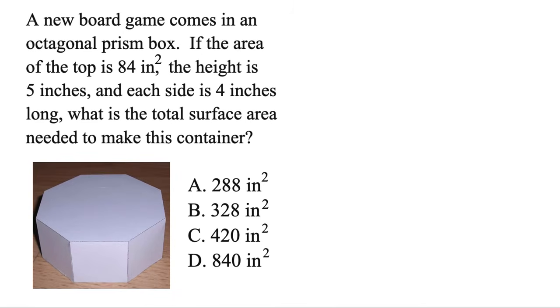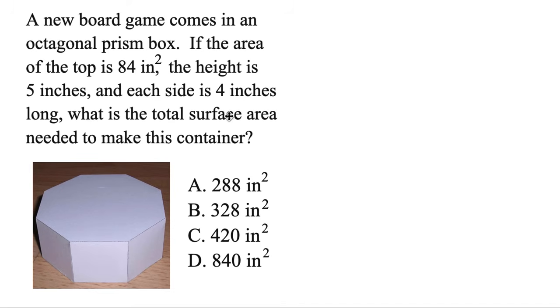Okay, one last example. Suppose we came up with a new board game here, and it comes in an octagonal prism box. If the area of the top is 84, the height is 5, and then the width is 4, then what is the total surface area needed to make this thing? The problem is, if you look up octagonal prism in the formula sheet, it's not going to be there. So we need a different approach.